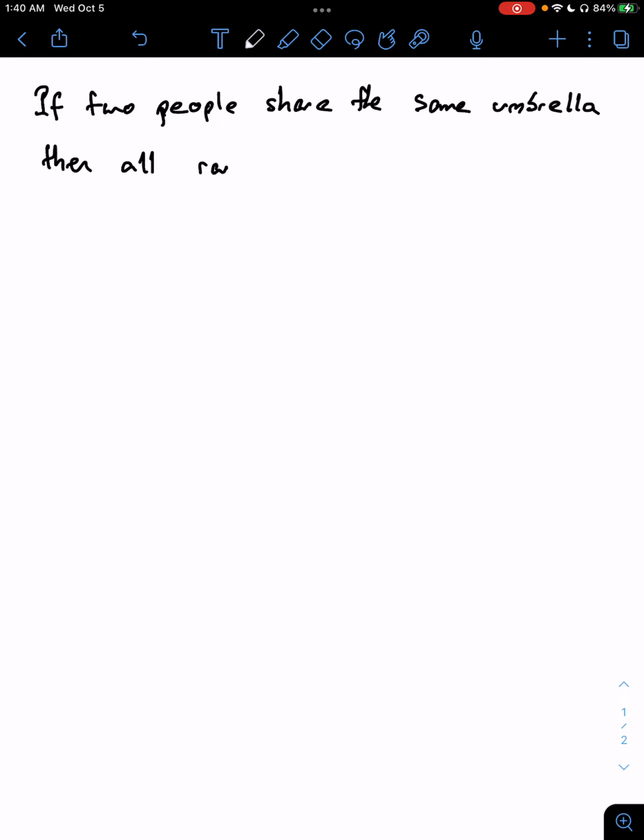Okay, so the problem is: if two people share the same umbrella, then all rainy days are bad, right? Excuse the bad handwriting. But anyways, we're supposed to use the symbols this, this, and then this, right?